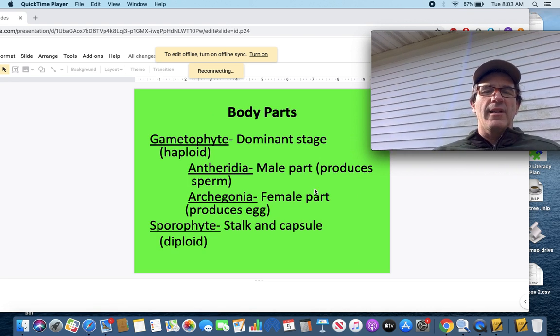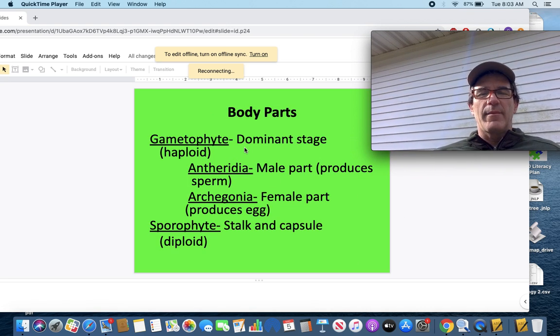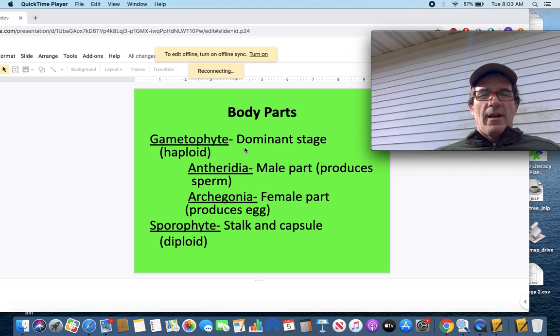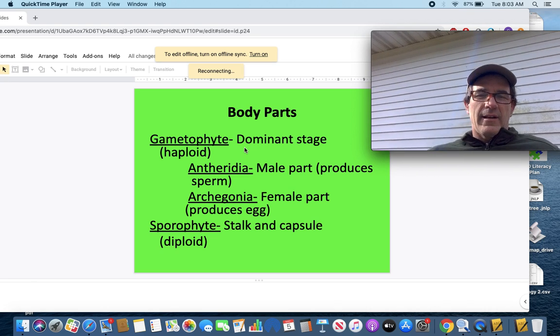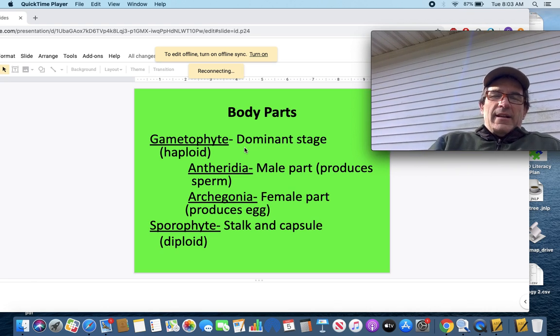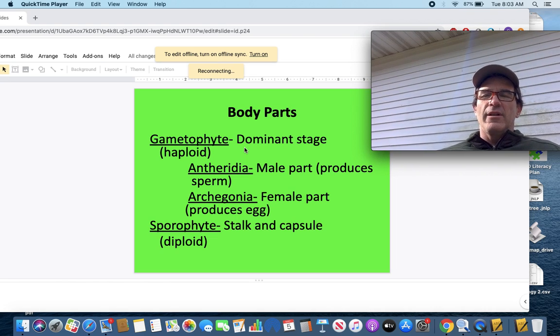So the body parts again include the gametophyte, that's the dominant stage, the haploid part. Now there are two different sexes in the bryophytes. Unlike algae, which, because they were the same, we just call positive and negative, no male, no female. Here we have male and female parts.